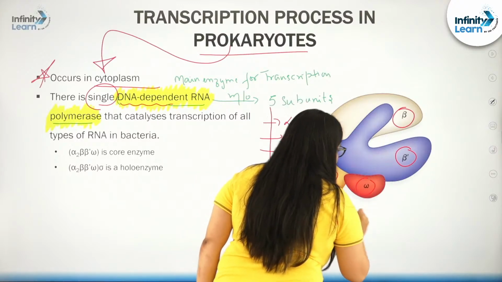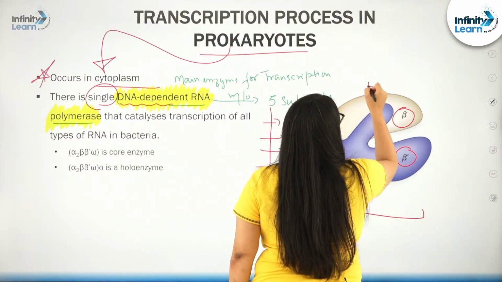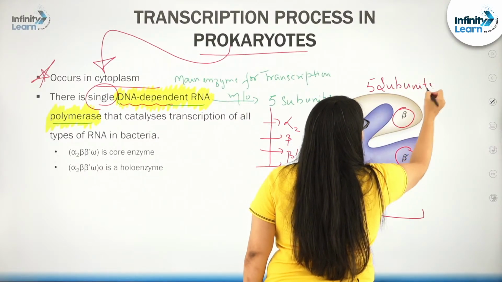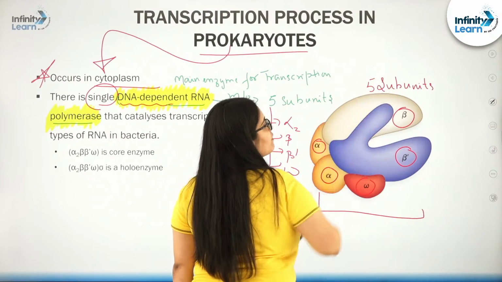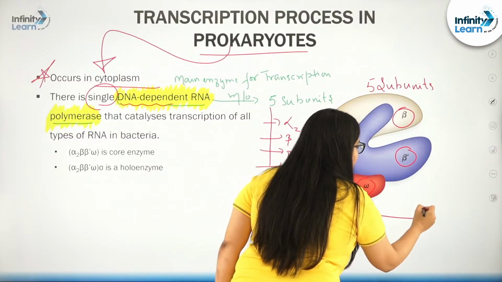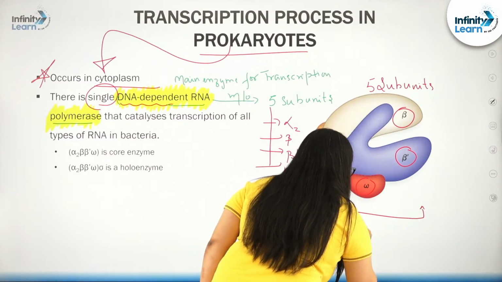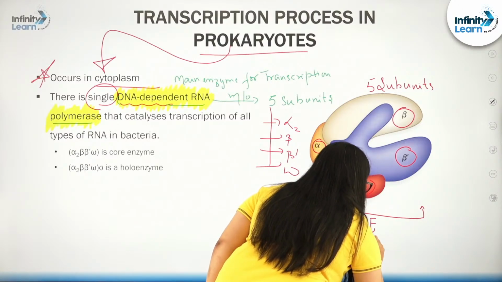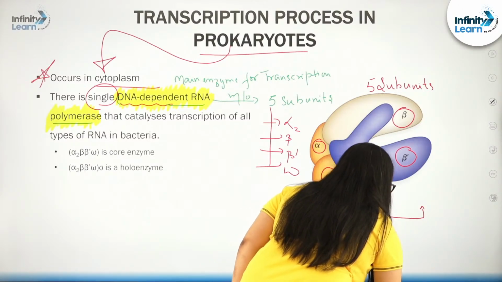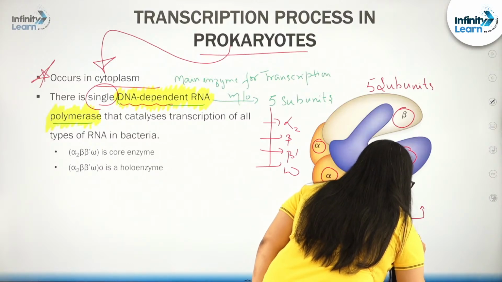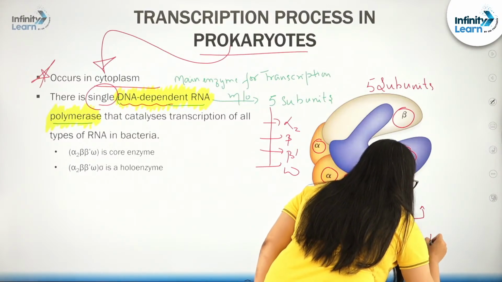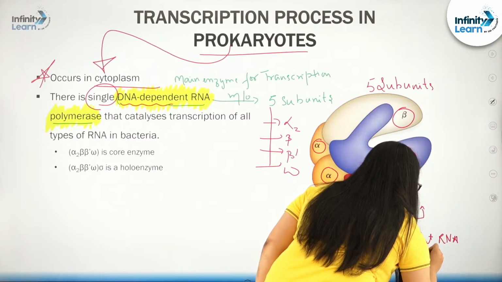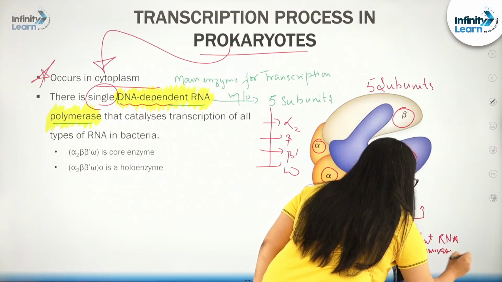So this entire complex made up of 5 subunits is known as the core of DNA dependent RNA polymerase. So kids, see this thing.